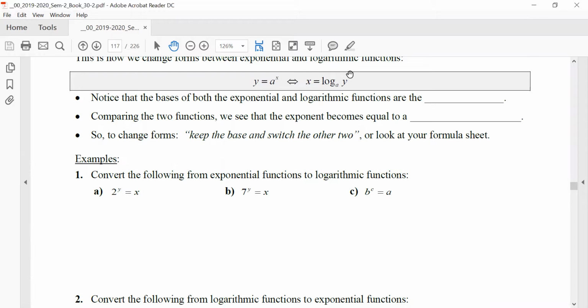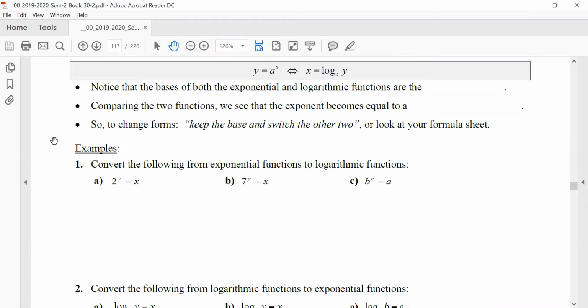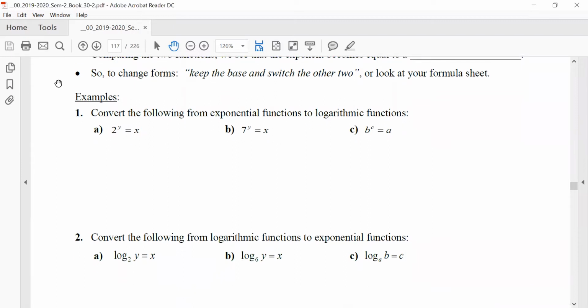Let's look at example number 1. Example number 1 says, let's convert these from exponential to log functions. Right now, I've got a base of 2. I've got an exponent of y, and it's equal to some number x. So my expression is: base stays the same.